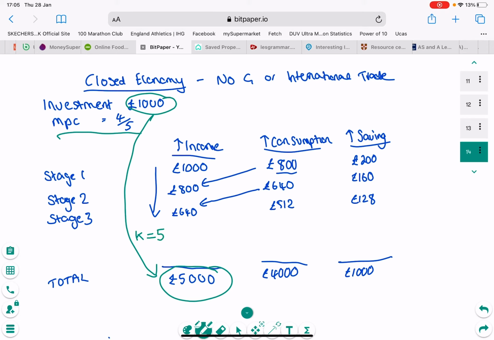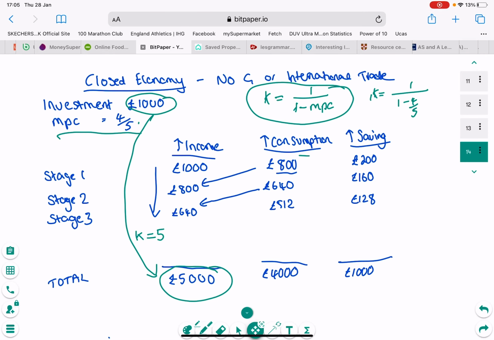So now what we need to do is figure out how we get that 5. Now if you're mathematical, you'll probably know the formula for the sequence. If not, then it doesn't matter. The formula for finding the value of the multiplier is K equals 1 over 1 minus marginal propensity to consume. So if you were to put the numbers from over here into that formula, we'd get K equals 1 over 1 minus 4/5.